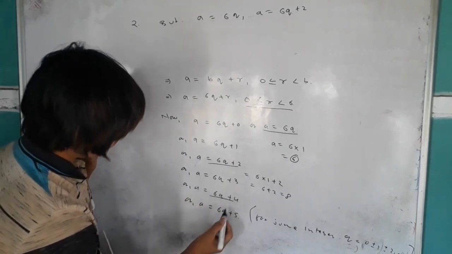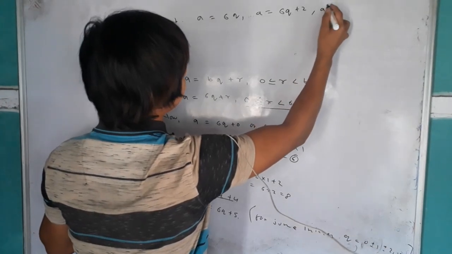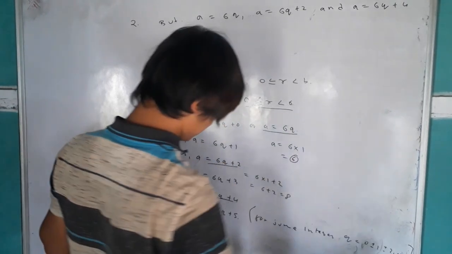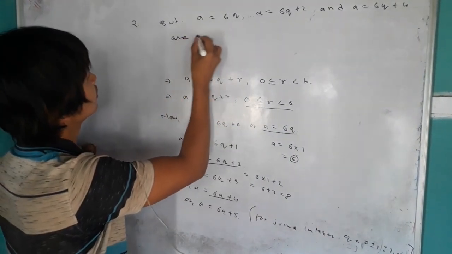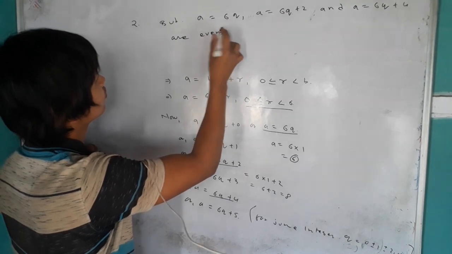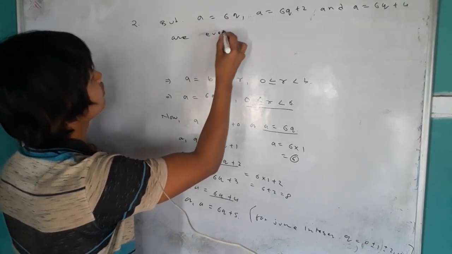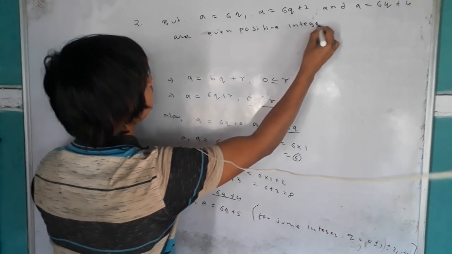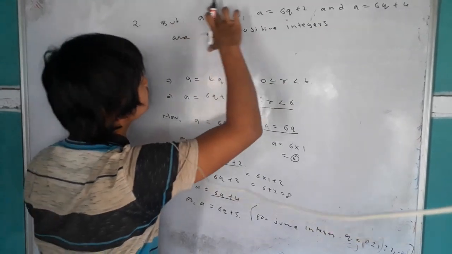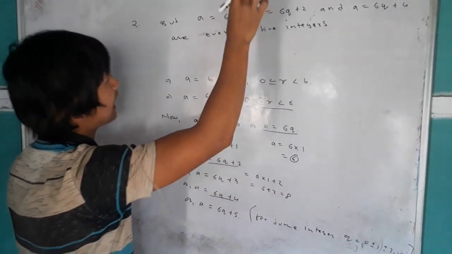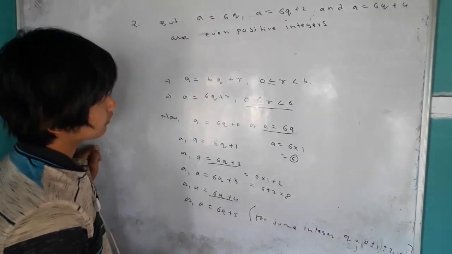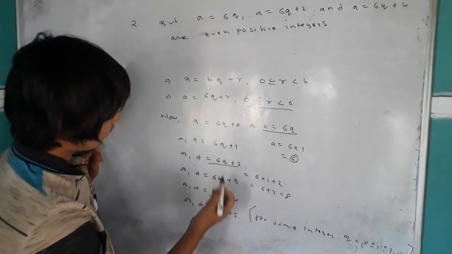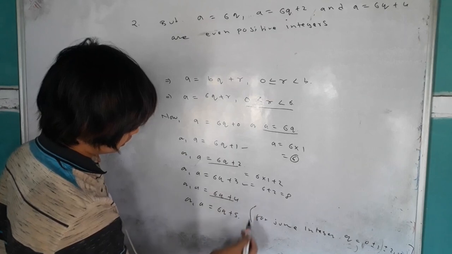And this one, A equals 6Q plus 4, are even positive integers. So I cannot choose this because they are even. The question is asking for odd positive integers. So see here, this, this, and this.